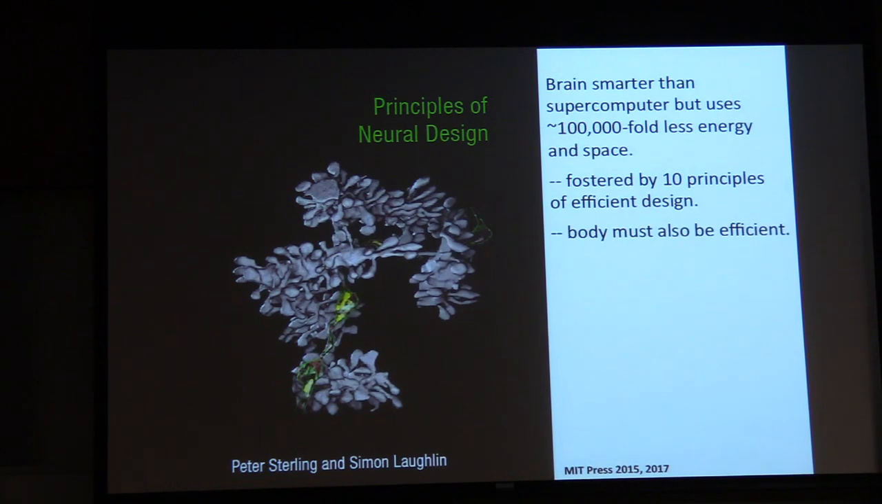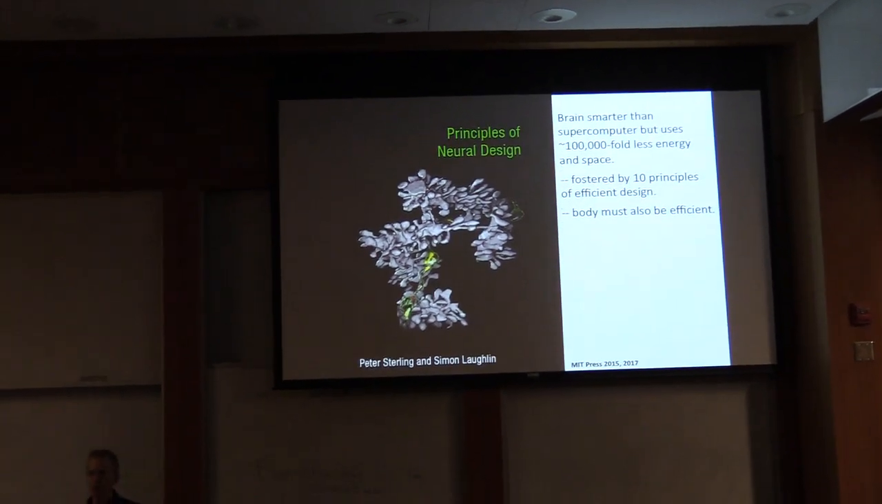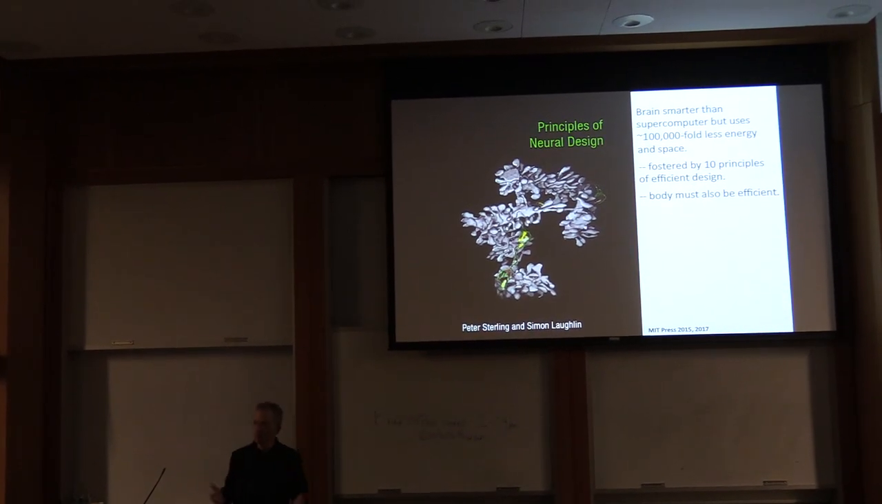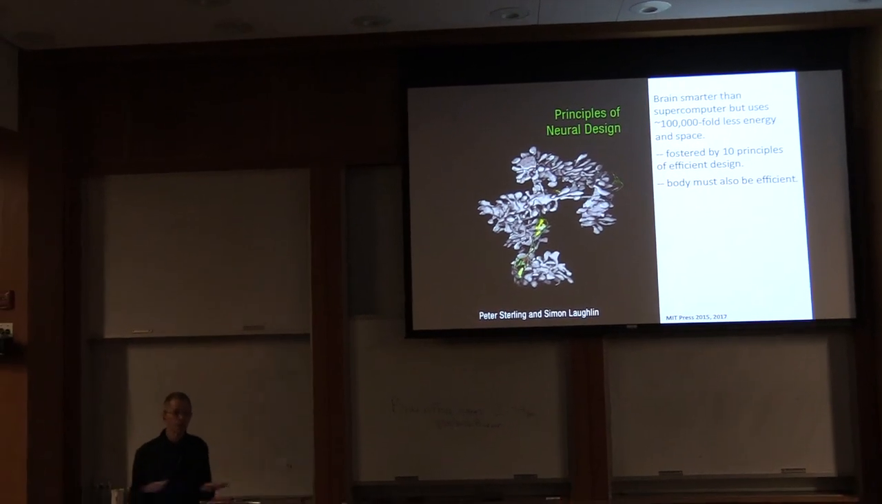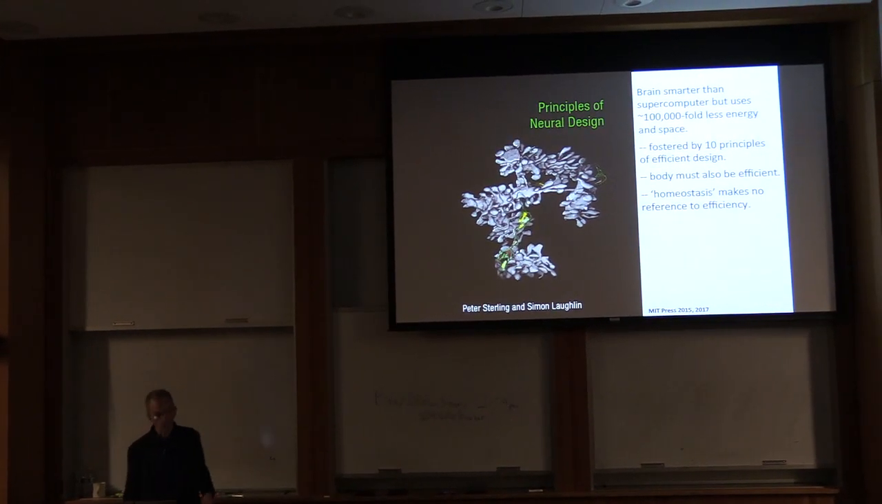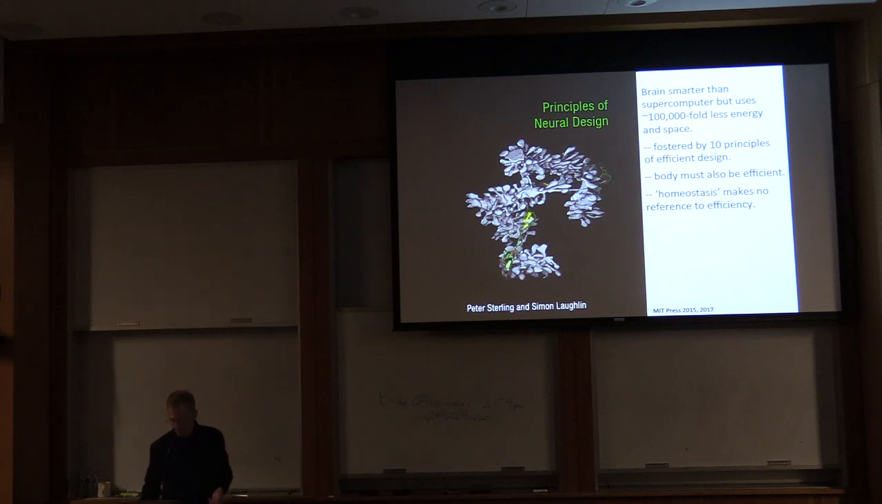the body uses 80% of an organism's total energy, and so if the brain has to be efficient, the body all the more so has to be efficient. And yet the central principle of physiology, homeostasis, which has been around for 150 years, makes absolutely no reference to efficiency. Homeostasis is all about correcting errors by feedback. And yet, to be efficient, you need to prevent errors.